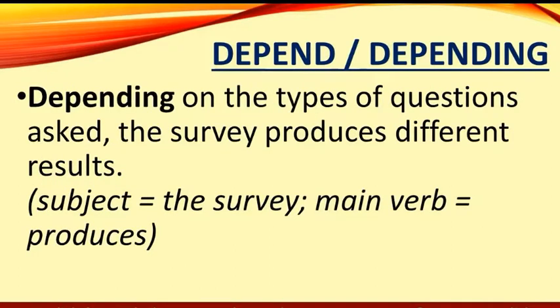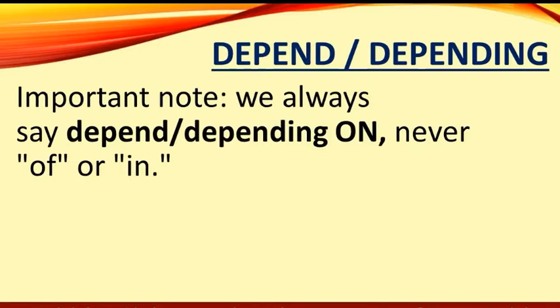You can also have dependent clauses at the beginning of a sentence. For example, depending on the types of questions asked, the survey produces different results. In this sentence, the subject is the survey, and the main verb is produces. So, as you can see, we only use depending when it is not the main verb. One important note is that we always say depend or depending on, never of or in.